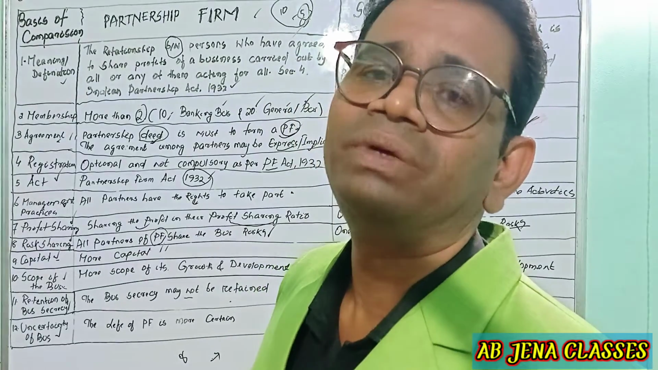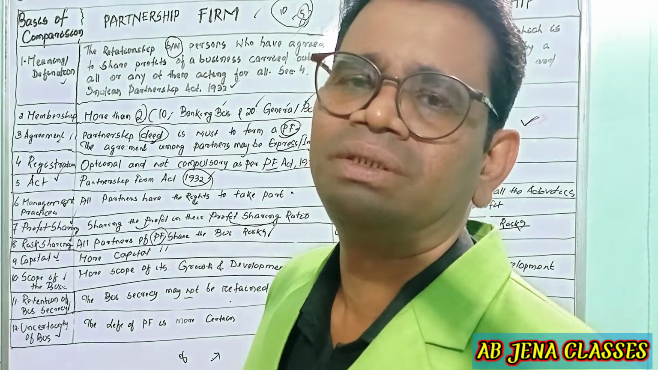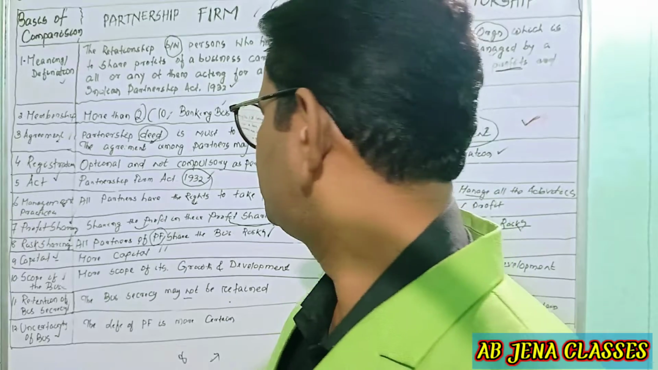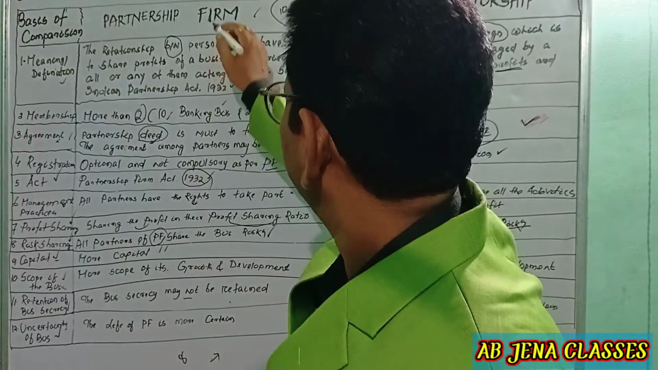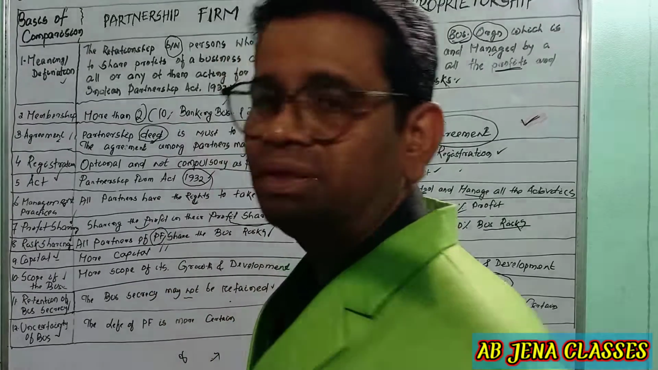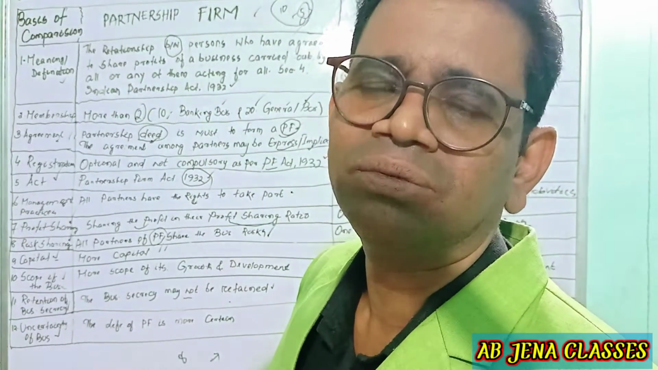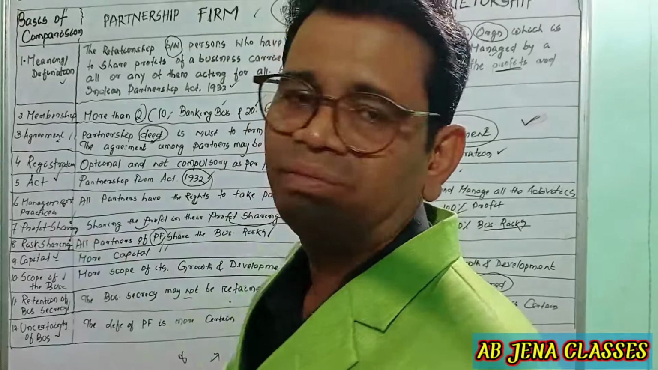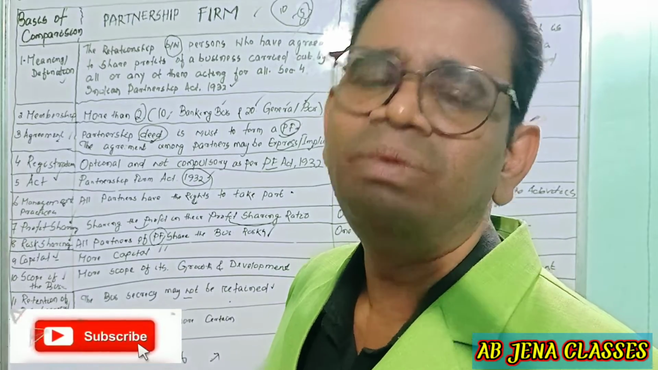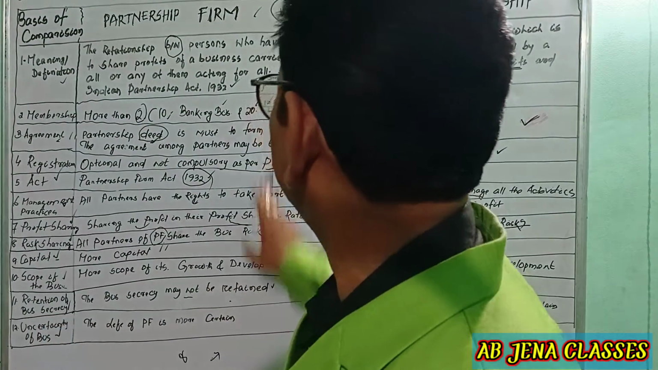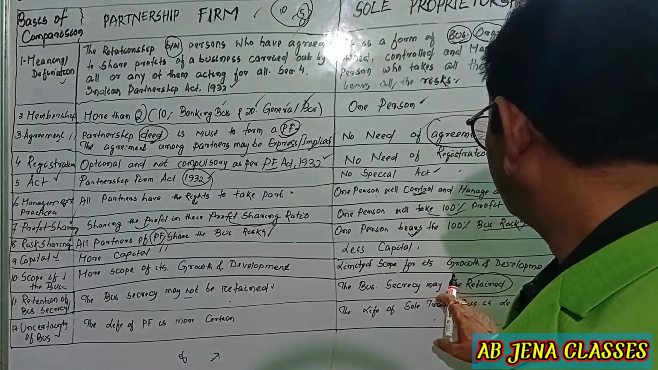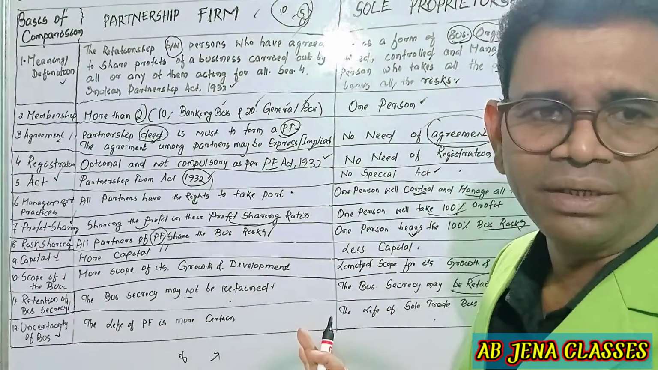Next one is the retention of secrecy. Secrecy is very, very important nowadays. Maintenance of secrecy is very vital so far as growth and development are concerned. In a partnership firm, the business secrecy may not be retained, because there are more than two persons. One person may disclose the business information outside, and disclosing the information will affect the growth and development of the partnership firm. Whereas in the sole proprietorship, the business secrecy may be retained because only one person is there.